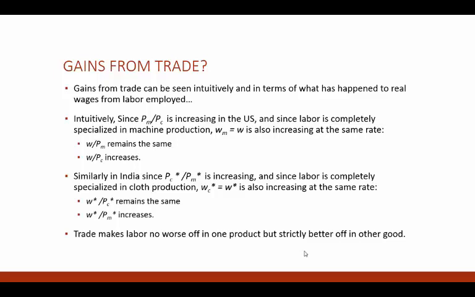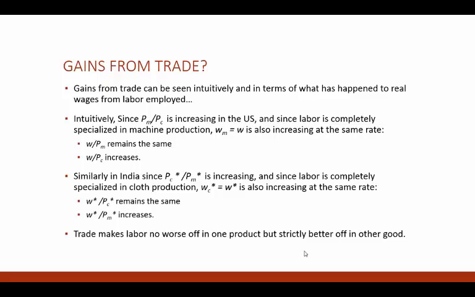Now we investigate whether there are gains from trade and the resulting complete specialization of labor hours. This is found by asking what happens to real wages, which implicitly are the consumption possibilities. In the US, since only machines are produced, the marginal product of labor in machine production has not changed, so W over PM should not change. But this means that since the price of machines is increasing, then it means wages have increased by the same rate as well. So consumption possibilities for machines remains the same as before trade.